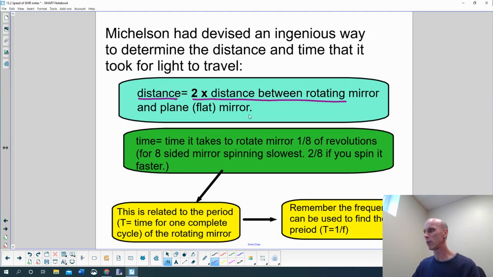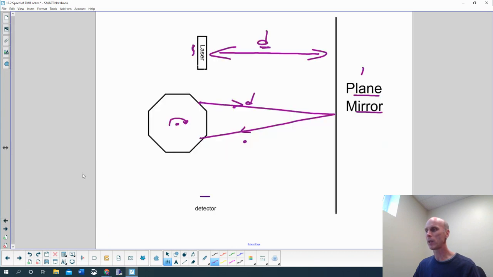So that part's pretty straightforward. Now let's consider the time. The time that it took the light to travel that distance is the time it takes to rotate the mirror 1/8 of a revolution, right? So go back and think about it. This thing hit this mirror here.